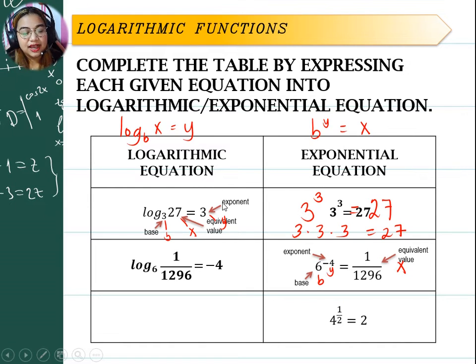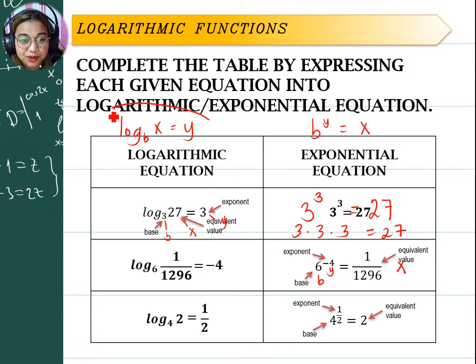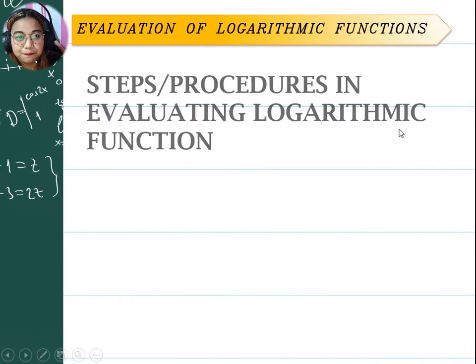So, next. Sige nga, itry mo. We have here 4 raised to 1 half equals 2. Okay, so we have here logarithm of 2 base 4 equals 1 half. So just remember these two expressions for logarithmic equation, and this one is for exponential equation. So para madali nyo na siyang ma-identify or mapagpalit, no?